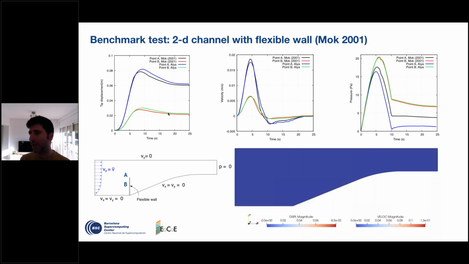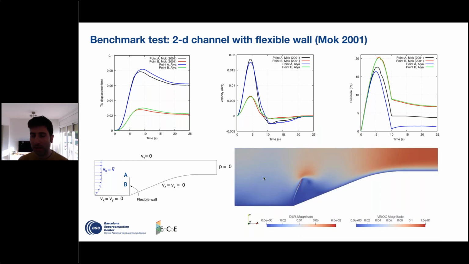At the top, we have the tip displacement, the velocity, and also the pressure versus the time. These curves are obtained for the point A and point B. Point A is located at the top of the wall, and point B is located at the middle of the wall. And as we can see, we have a good agreement with the results from Mok.